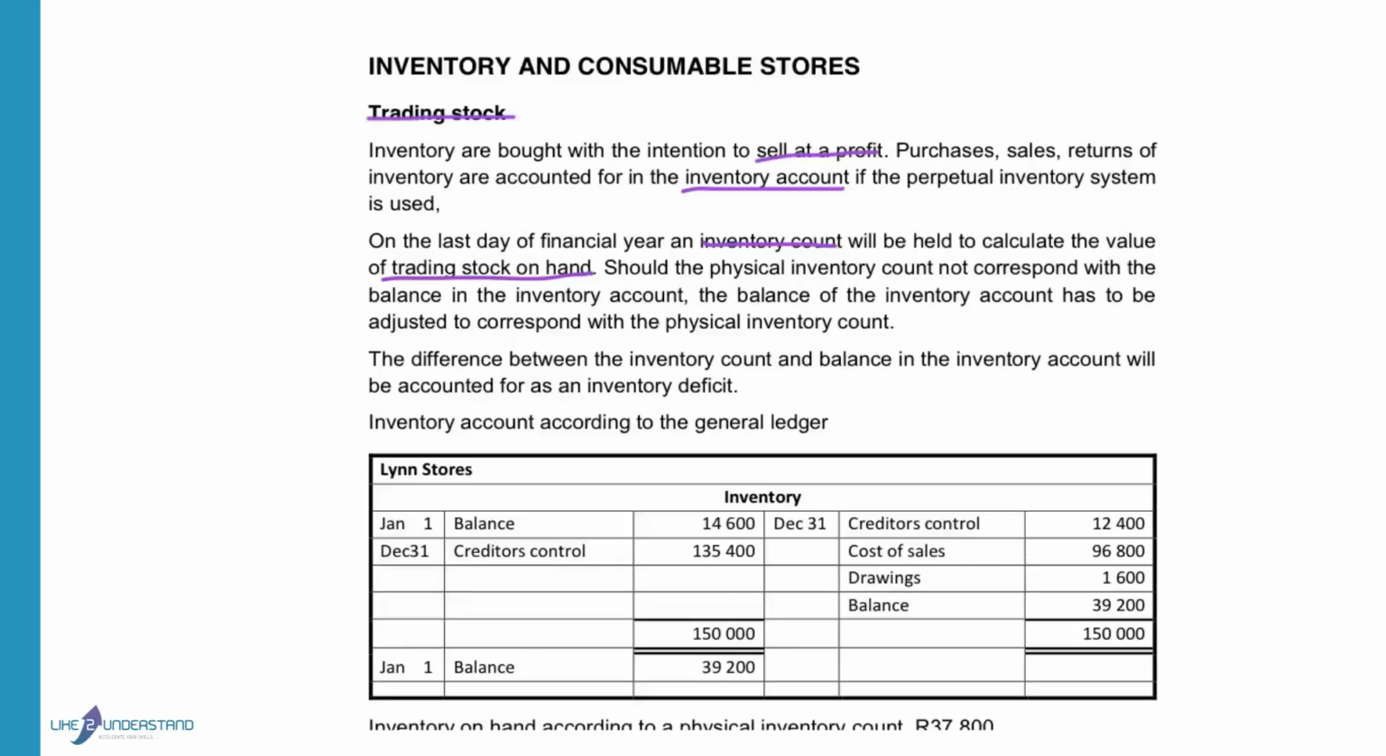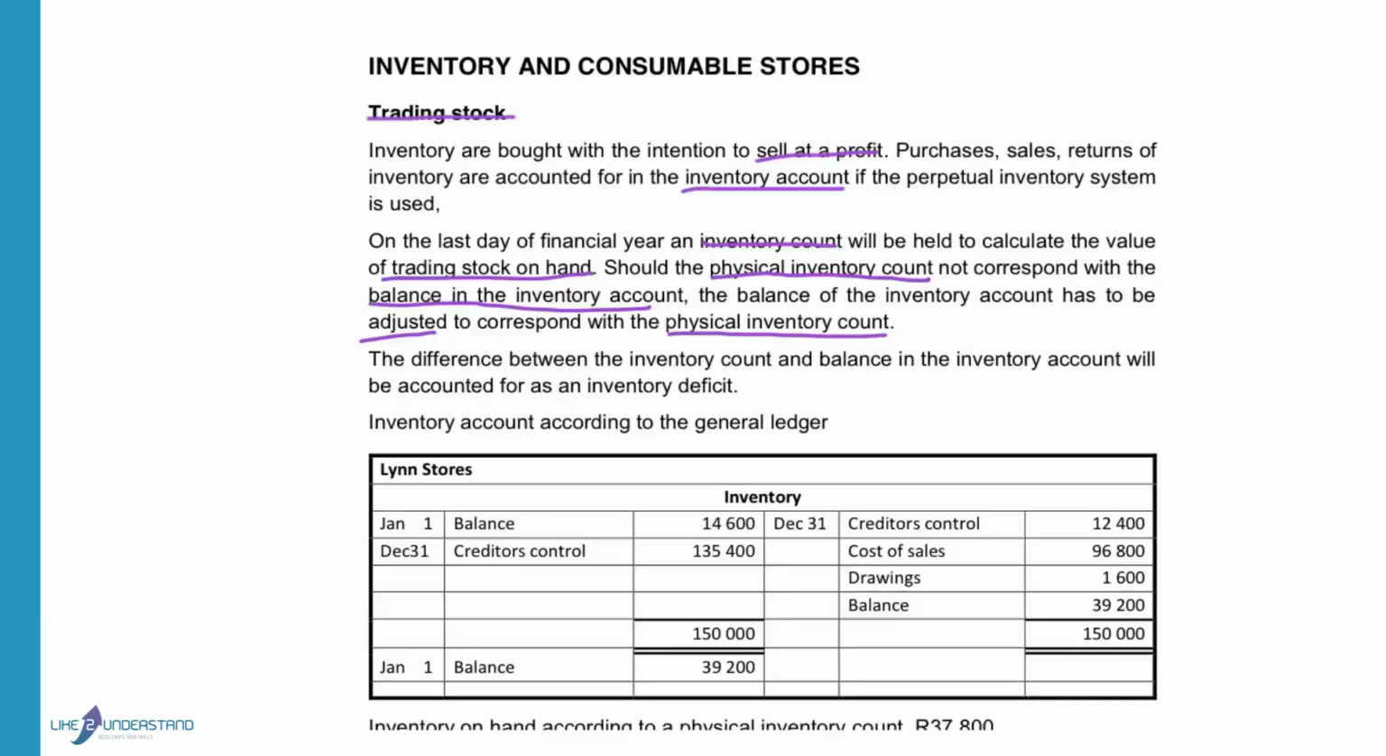If this physical inventory count does not correspond with the balance in the inventory account, the balance of the inventory account has to be adjusted to correspond with the physical inventory count. Okay, that is very important. Inventory is an asset, and you are not allowed to show an asset at a higher value than what it is really worth. So the amount that will flow into the business cash must be the same as the amount that you record as an asset.